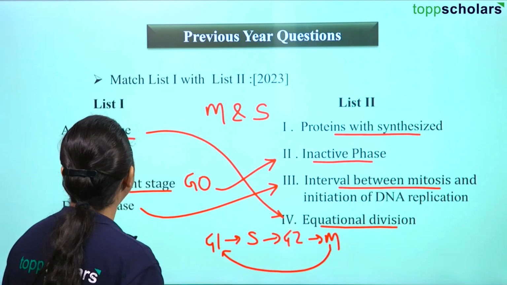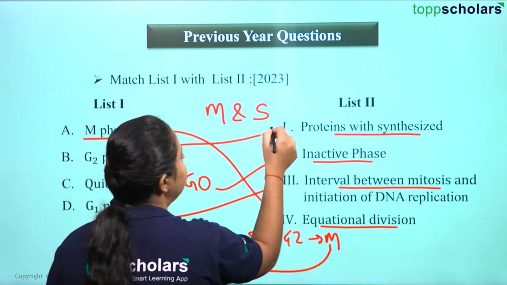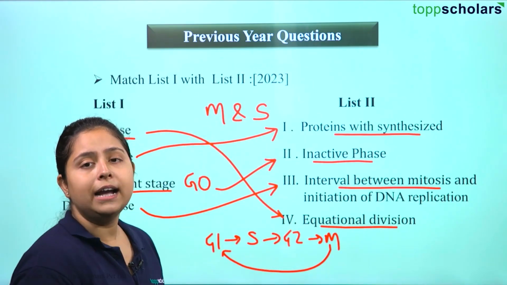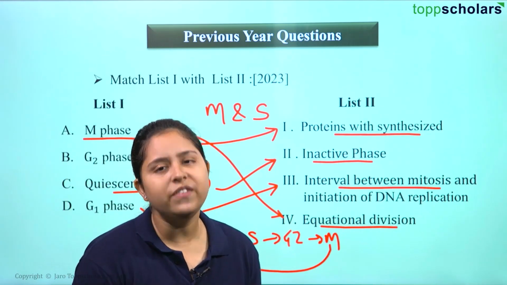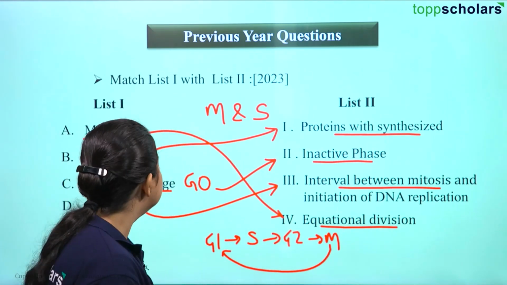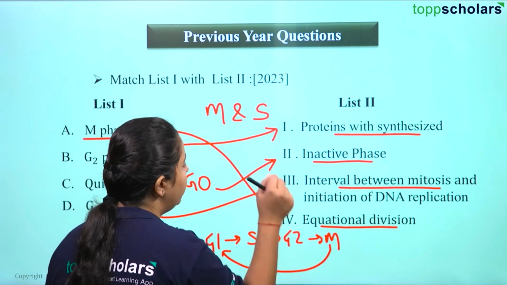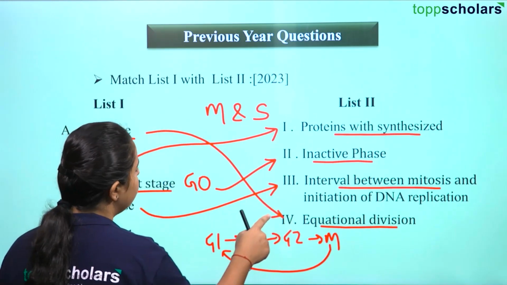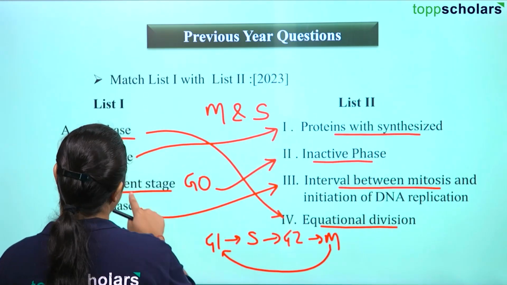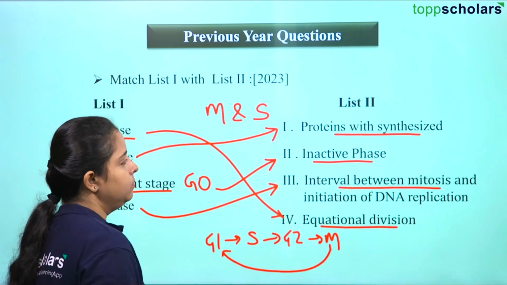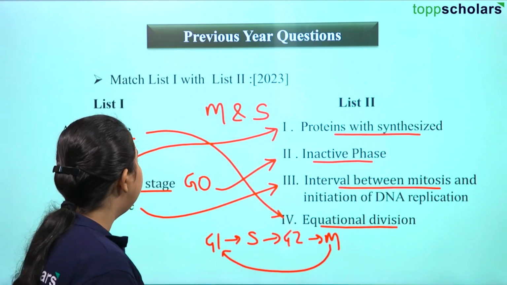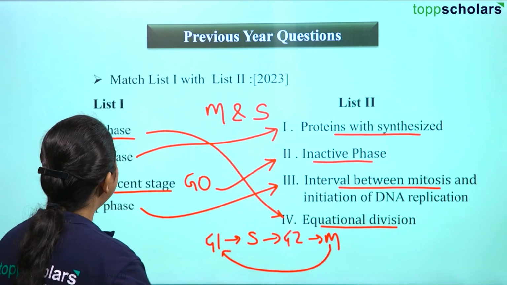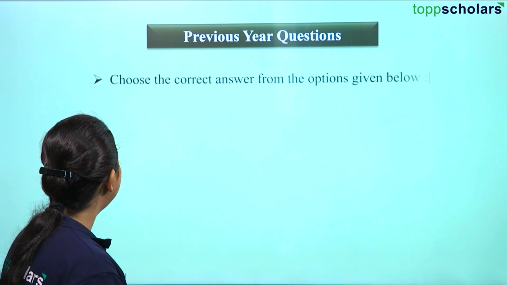Now what are you left with? You are left with G2, and in here proteins are being synthesized for the coming cell division phase. So the sequence we are looking for in our correct answer will be 4, 1, 2, 3. So friends, we are looking for the sequence 4, 1, 2, 3. Let us see where it is present.